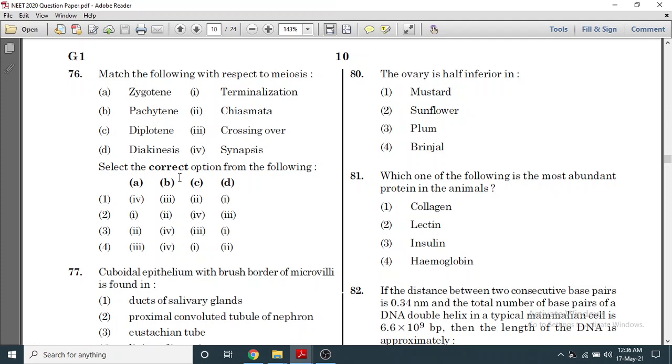A will match with 4. So A will match with 4 only in option number 1. So this will be our correct answer. Now look at the other options as well.